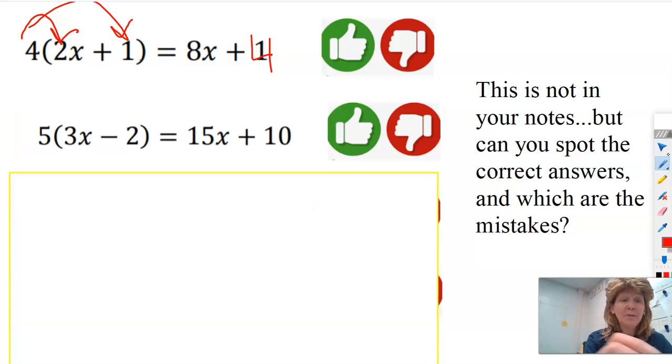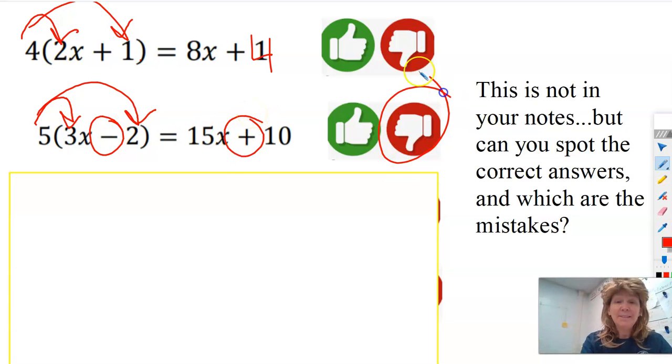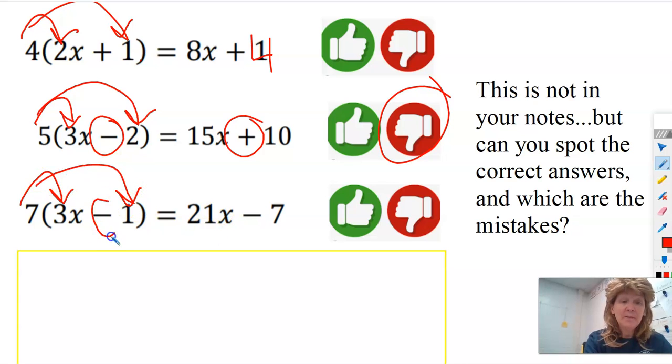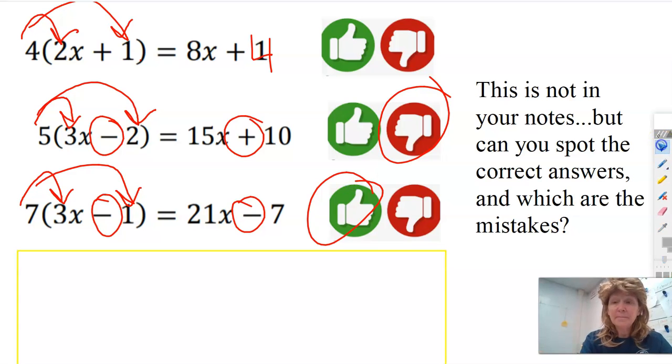All right, here's another one. Let's see if they did the distributing correctly. 5 times 3x is 15x. 5 times 2 is 10. It's a minus. Oop, it's a plus. Thumbs down. Next one. Let's check and see. 7 times 3x is 21x. 7 times 1 is 7. There's a minus sign. There's a minus sign. Awesome. Thumbs up.